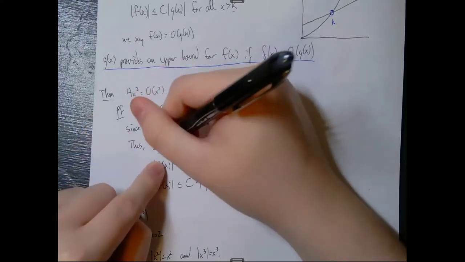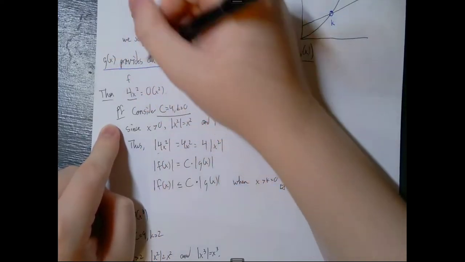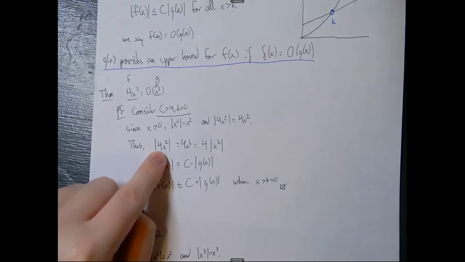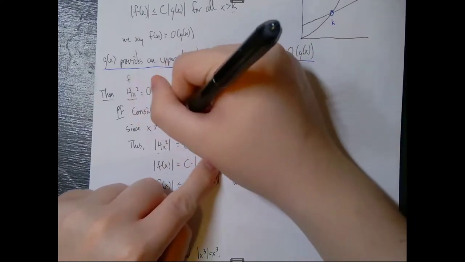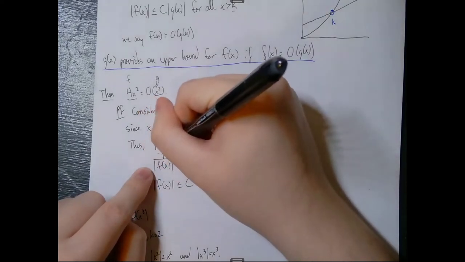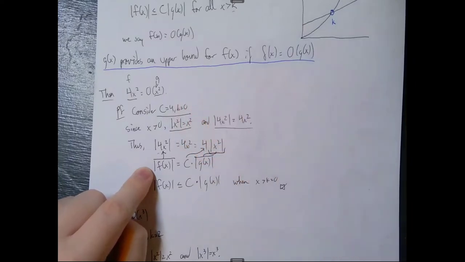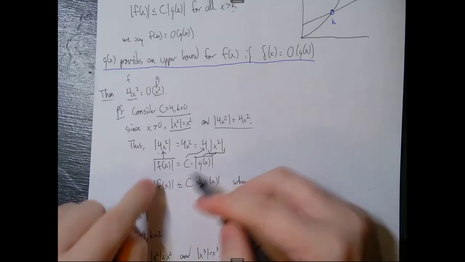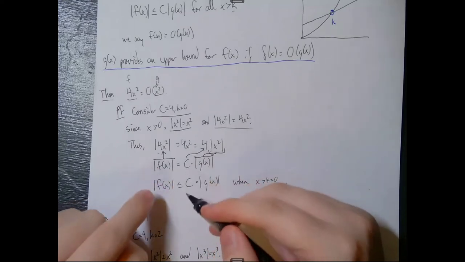Thus, if we take a look at this, the absolute value of 4x squared, which is f, by the way, our f of x is going to be 4x squared, and our g is going to be x squared. So the absolute value of f of x, the absolute value of 4x squared, is equal to 4x squared by this property, which is equal to 4 times the absolute value of x squared by this property, which means that the absolute value of f of x is equal to c times the absolute value of g of x, like so. And if they're equal, that means this is less than or equal to this, because if they are equal, then it is true that this is less than or equal to that.